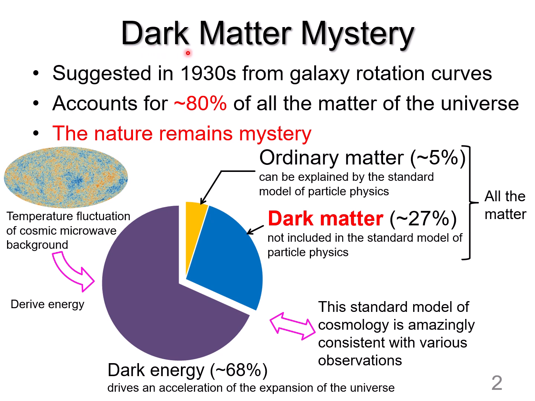As many of you know, dark matter has been a mystery for almost a century, and dark matter was originally suggested in the 1930s from measurement of galaxy rotation curves. And nowadays, we know that this dark matter accounts for 80% of all the matter of the universe. This standard model of cosmology is amazingly consistent with various observations, but we still don't know what dark matter is. And dark matter is not included in the standard model of particle physics.